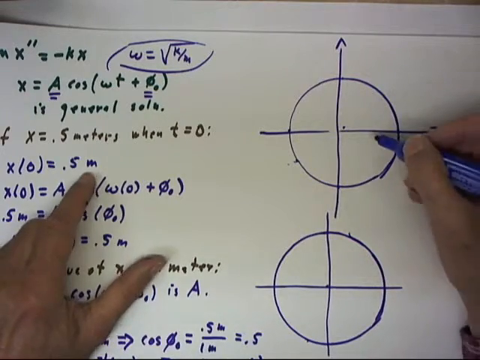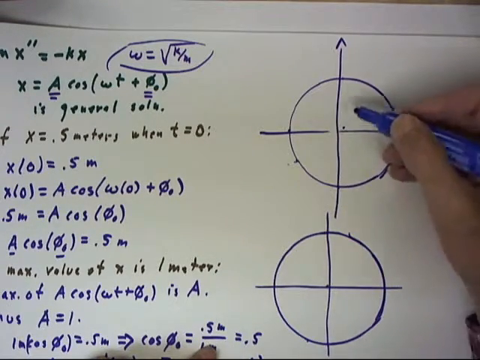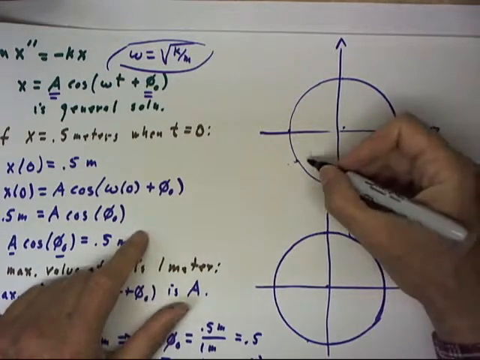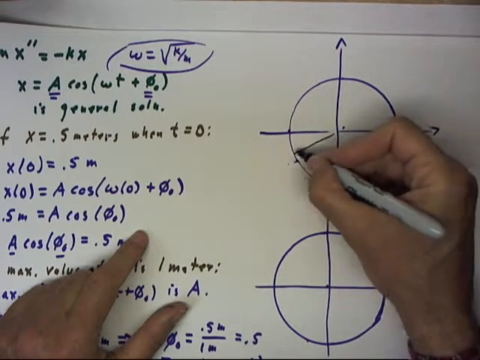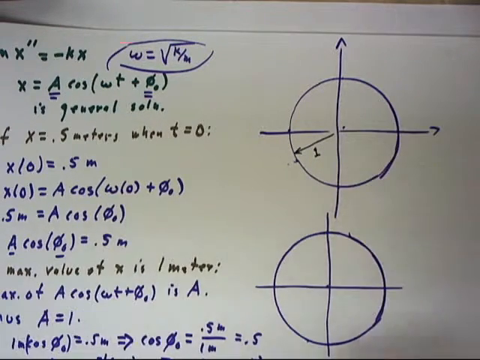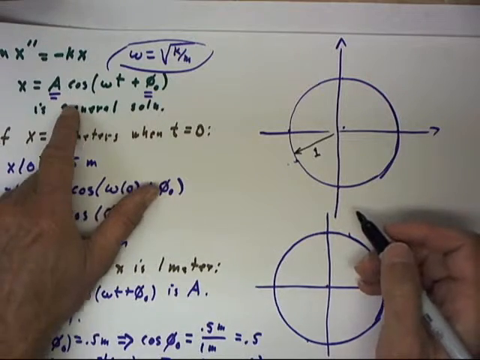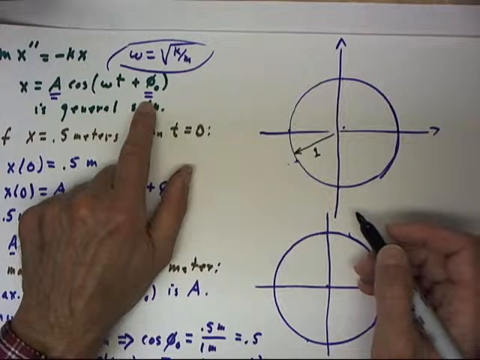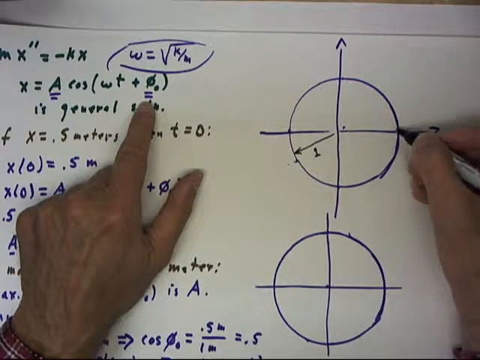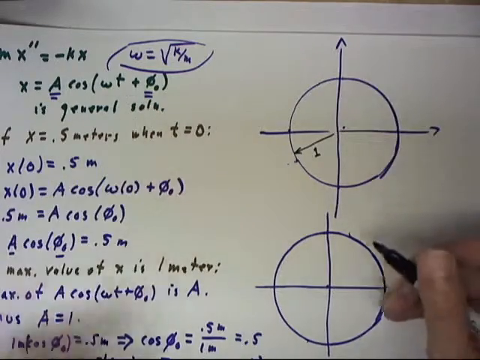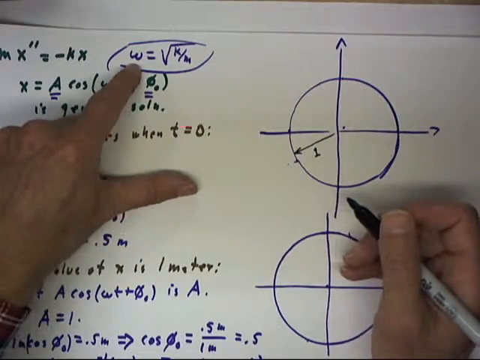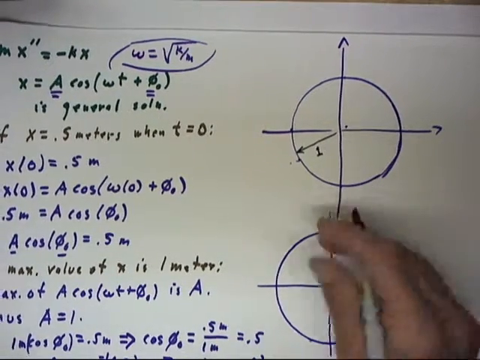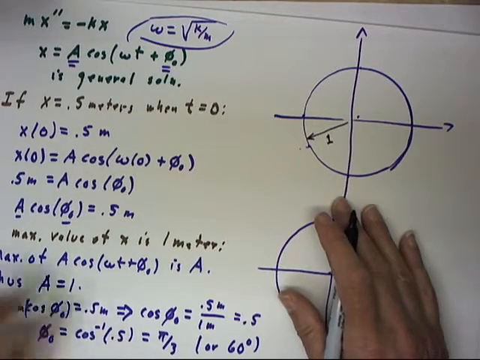Okay, what this says is that if this is a reference circle of radius 1, and let me use the Sharpie here. Okay, this will have radius 1. Then this motion, described by x equals a cosine of omega t plus phi naught, represents the x-coordinate of a point moving around this circle at angular frequency omega and starting at the pi over 3 or 60 degree position that we found here.